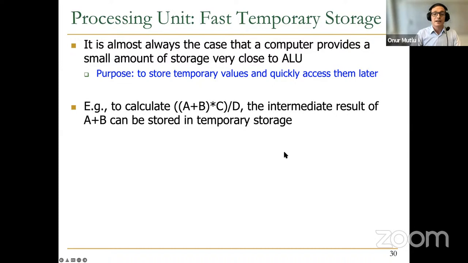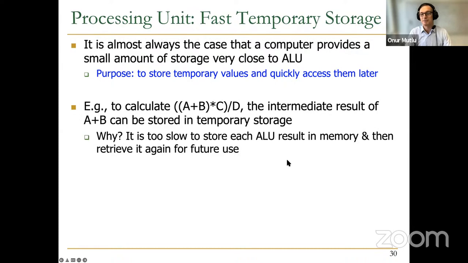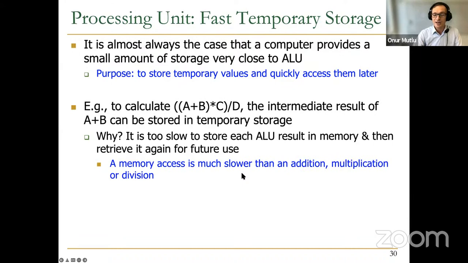For example, if you want to calculate this expression, A plus B multiplied by C divided by D, the intermediate result of A plus B can be stored in temporary storage, right? You don't need to store it to memory and then read it back from memory using a load instruction, because that would take too much time. And that's the idea of this temporary storage. As I just said, it's too slow to store each ALU result in memory and then retrieve it again for future use. Why? Because a memory access is much slower than addition, multiplication, or division.